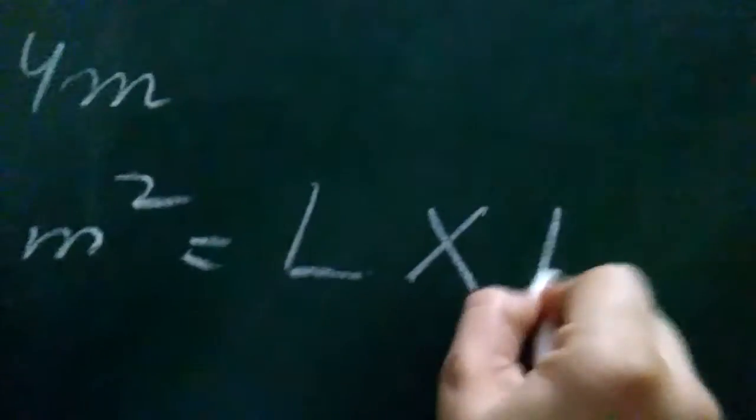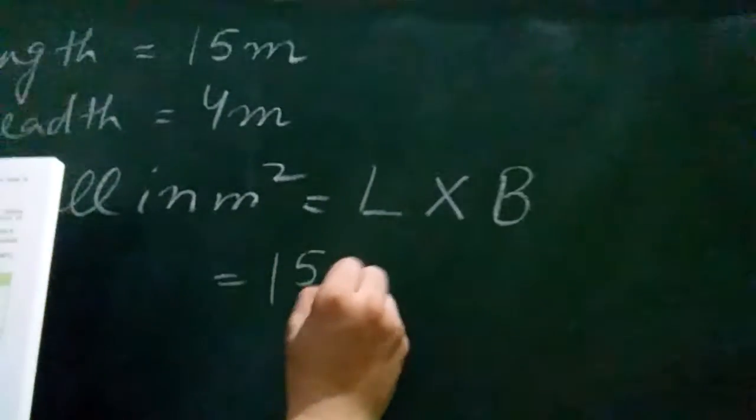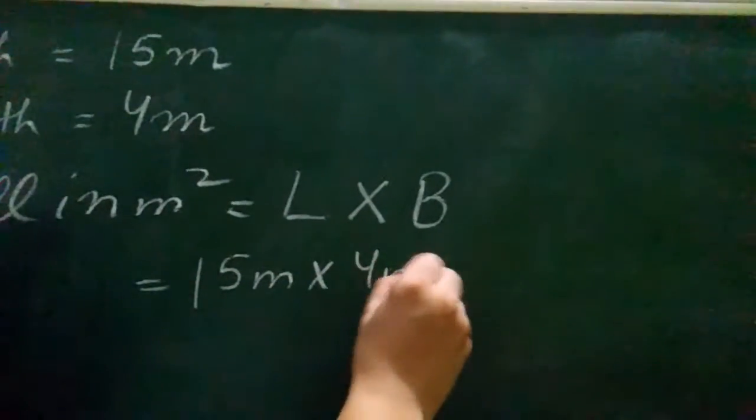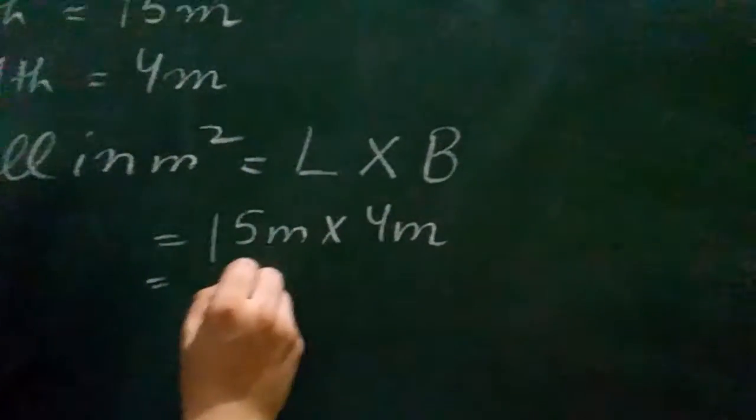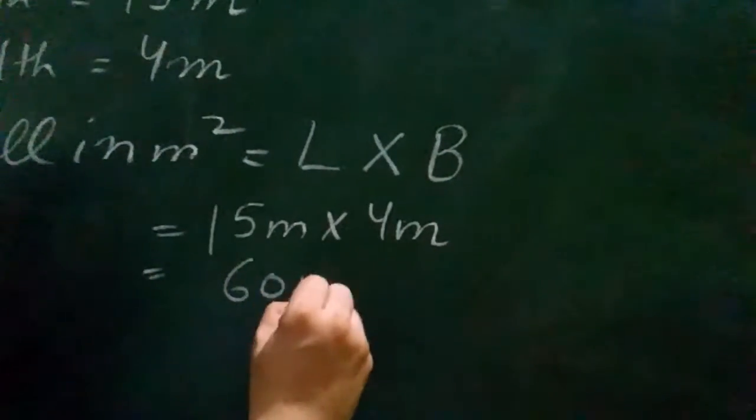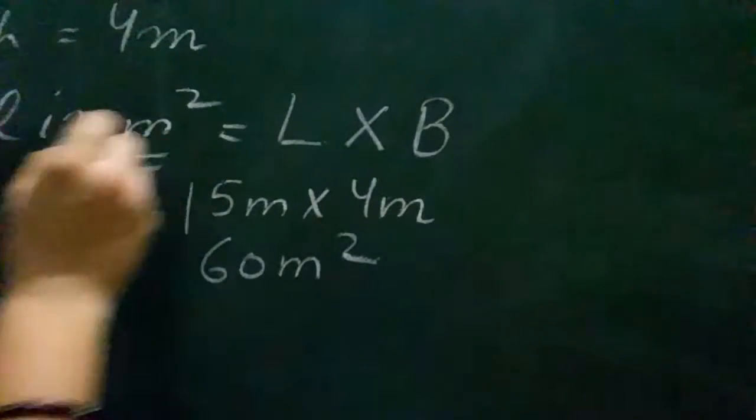Area of the hall is length into breadth. So what is the length here? 15 meter into 4 meter. When you multiply, 15 fours are 60 meter square. This is the area of the hall in meter square, 60 meter square. Let's move to the next, B part.